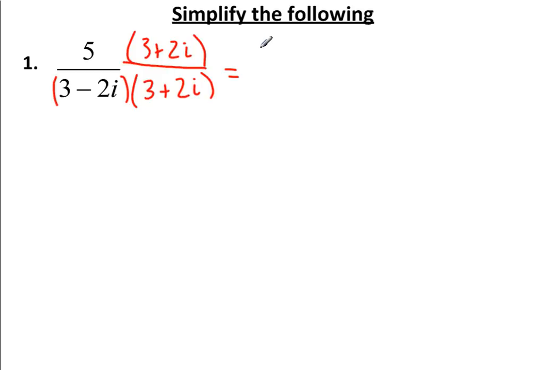So I'm going to distribute it in my numerator and get 15 plus 10i. In the denominator, if you remember, the reason we multiply by the conjugate is because our middle two terms simplify to 0. So we can just do 3 times 3, which is 9.